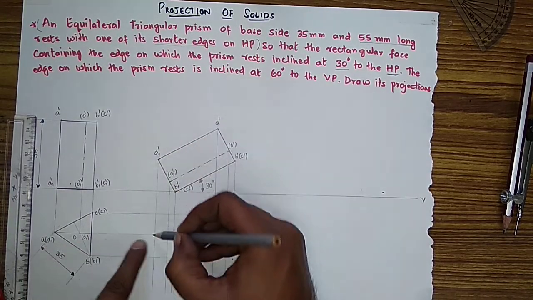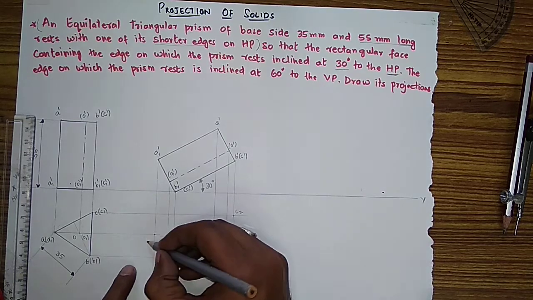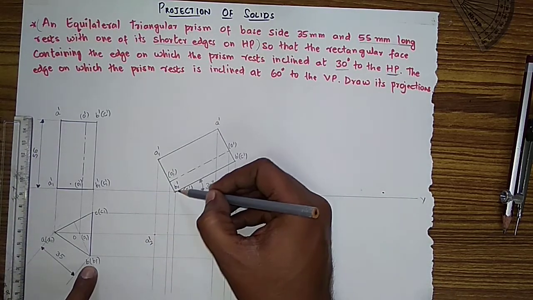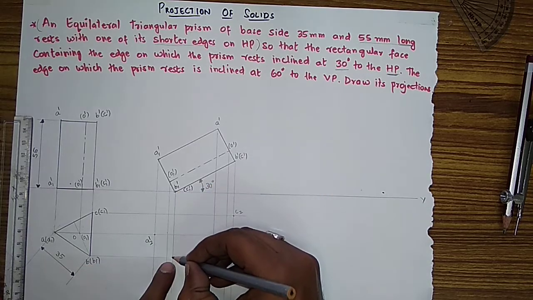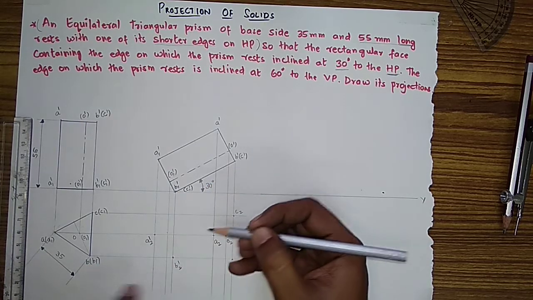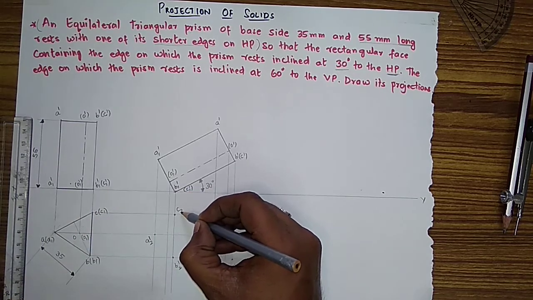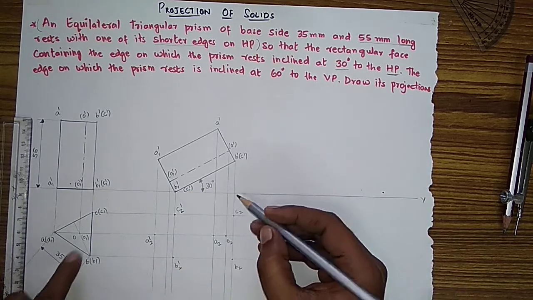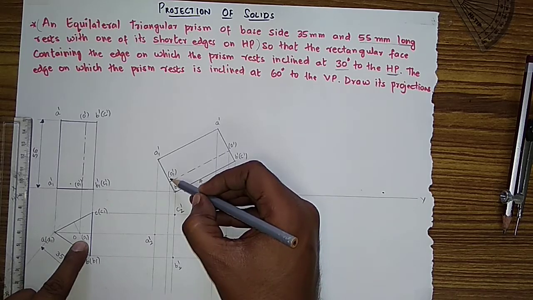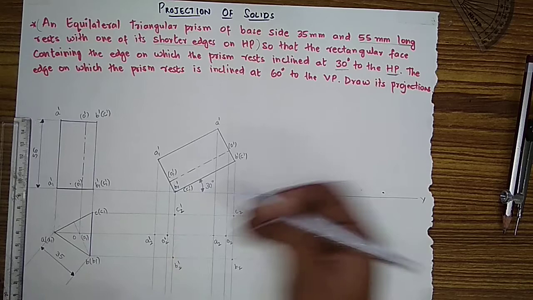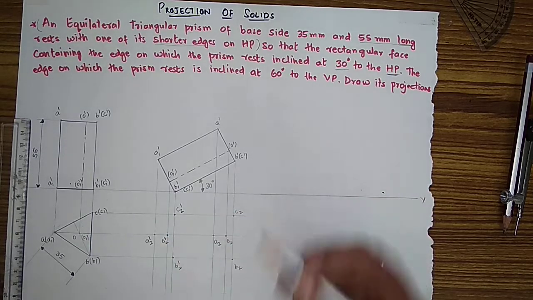A1 dash, I have written A2. Here for this I will write A2 dash. B1 dash, B2 dash. C1 dash, C2 dash I am writing. O1 dash. Okay. All points I have removed.